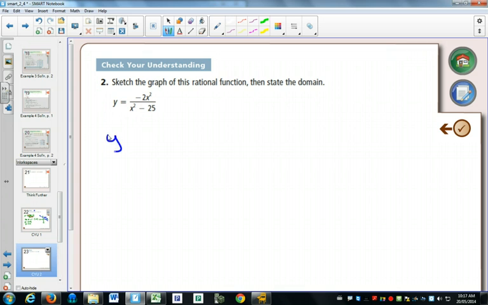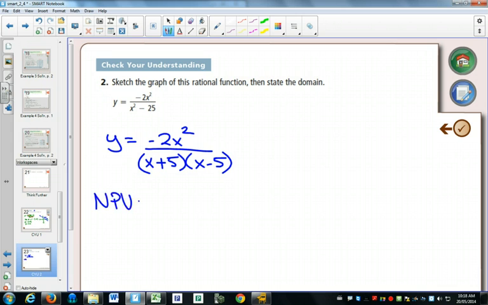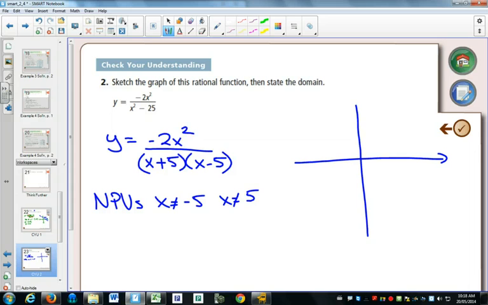Okay, again, we'll start by factoring just to see if anything cancels out. Bottom is a difference of squares. Nothing cancels out, so we have no holes. We have two non-permissible values. X can't equal -5 and x can't equal 5. So when we go to our graph, we will know that these two will be our vertical asymptotes.